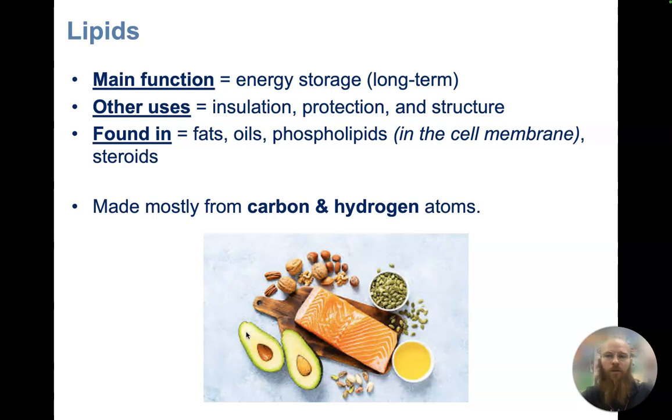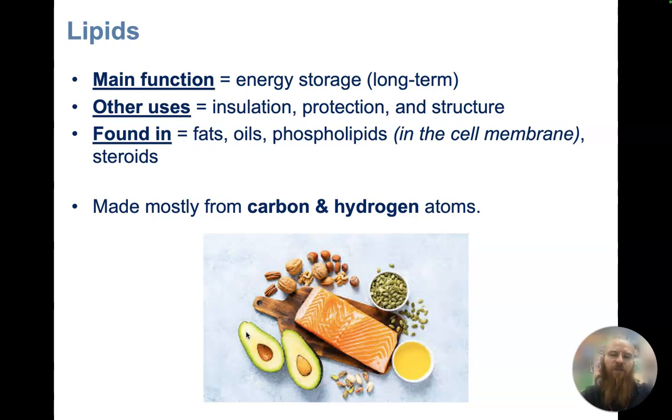Other uses for lipids or fats in the body: giving our bodies insulation, like in body fat, protecting our major organs, and structure. They help provide structure to cells and tissues. We typically find these in fats, oils, and phospholipids. We're actually going to go into that here in just a moment, where we find those in cell membranes, or those boundaries that create our cells. And they're also found in steroids.